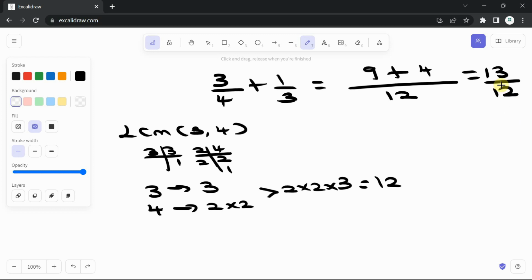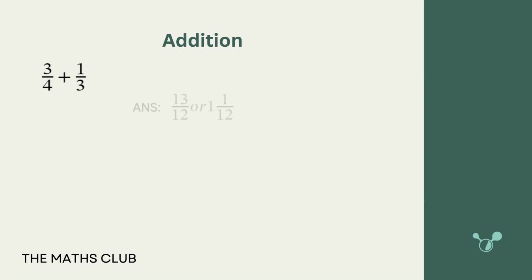If I wanted to express 13 over 12 in terms of mixed numbers, what would that be? Great, 1 whole number, 1 over 12. Very good, you got it right. So 1 whole number, 1 over 12, or 13 over 12. Great. So let's do this other question.